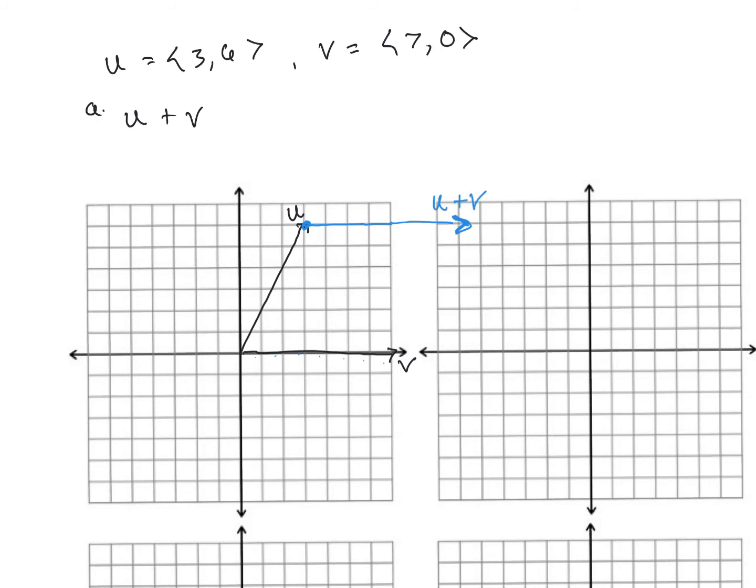And also, for the components of u plus v, you just have to add these points. But you can also see on the graph, it is 10, 6. What about u minus v? So let's do u minus v. Maybe I'll use a different graph this way so they don't interfere with each other.